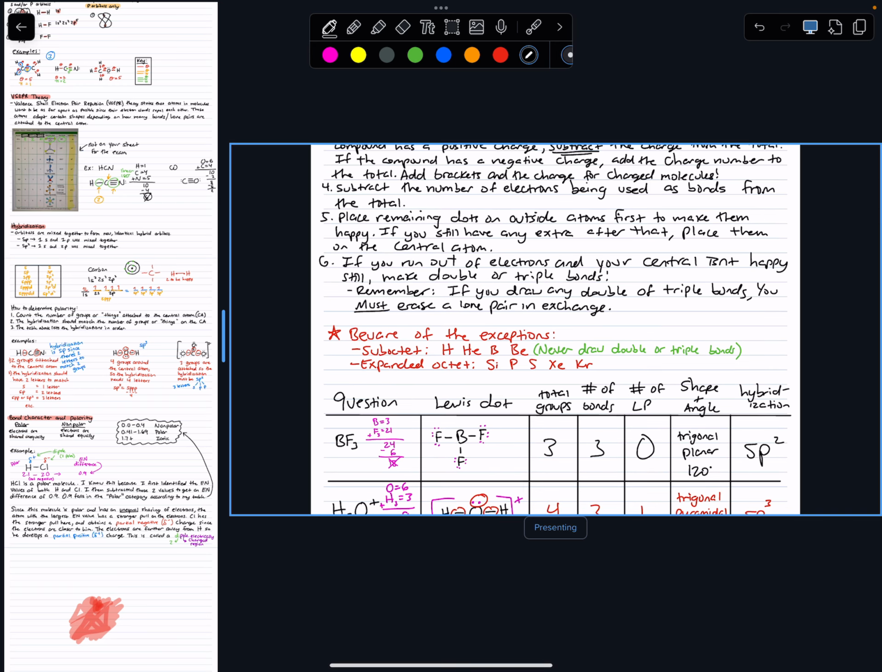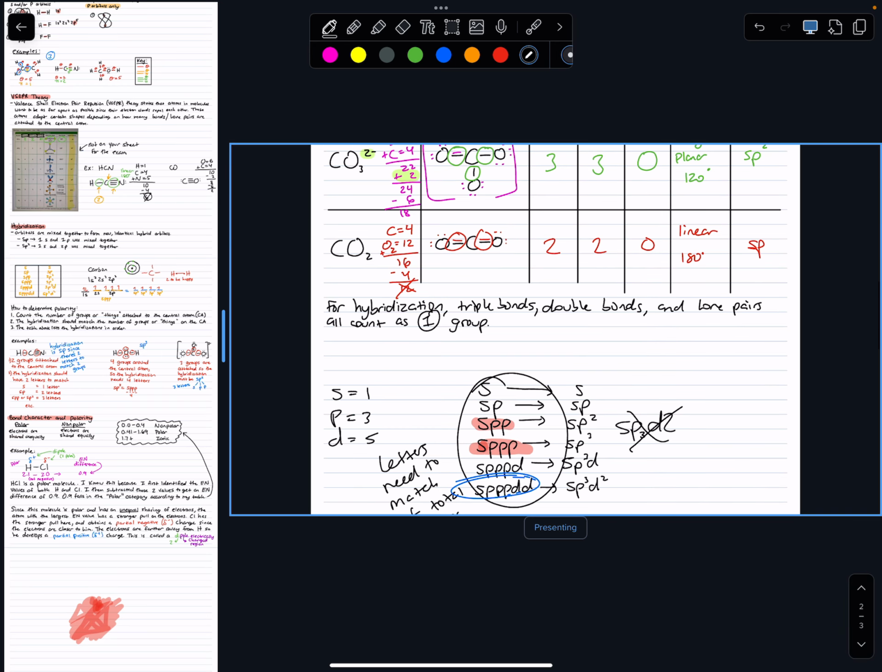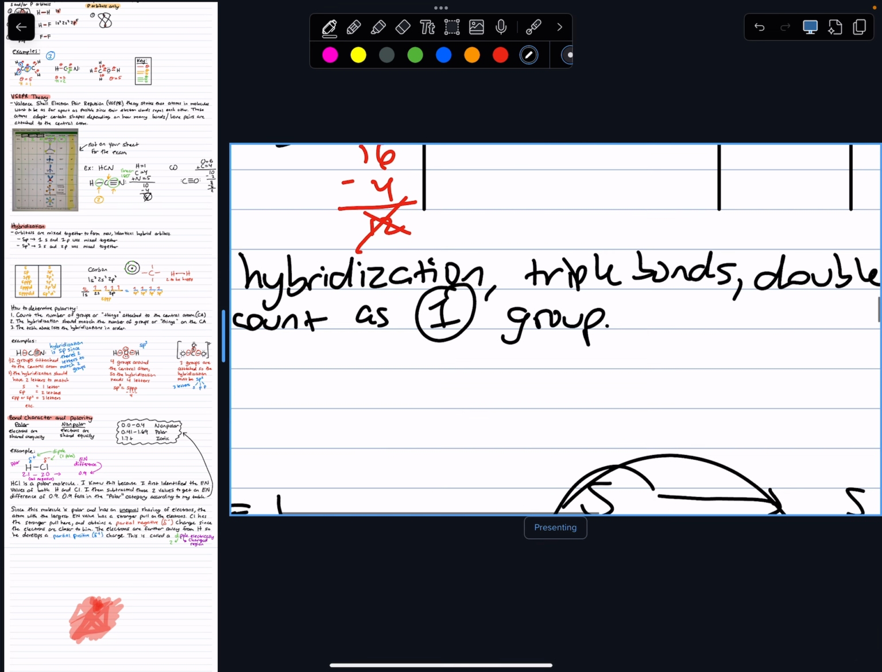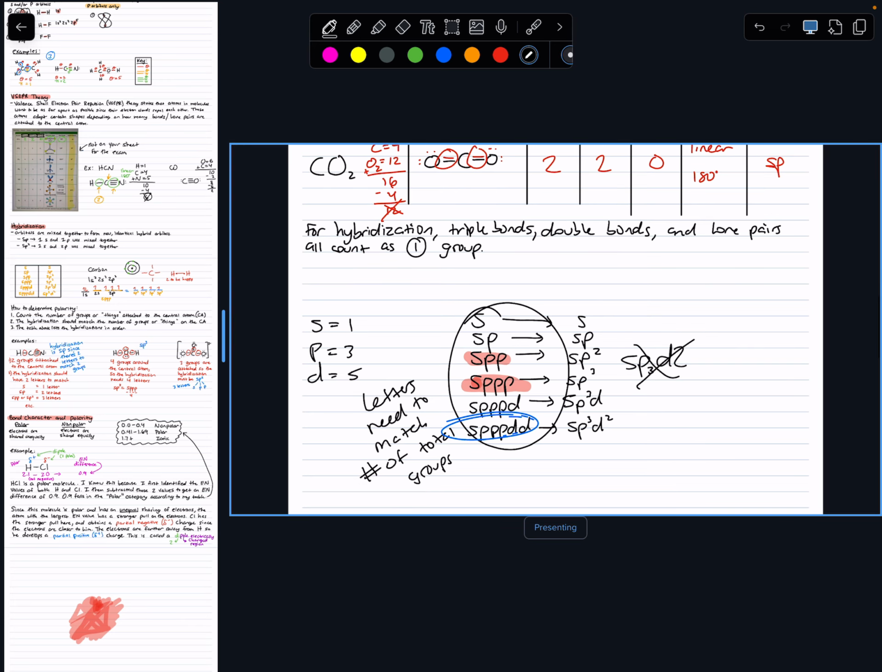Wait. What else am I adding, guys? I said for hybridization, triple bonds, double bonds, and lone pairs all count as one group. That's fine? Anything else? If you want the doc, stay and I'll airdrop it to you. Okay. That's it? I feel like there's something else.